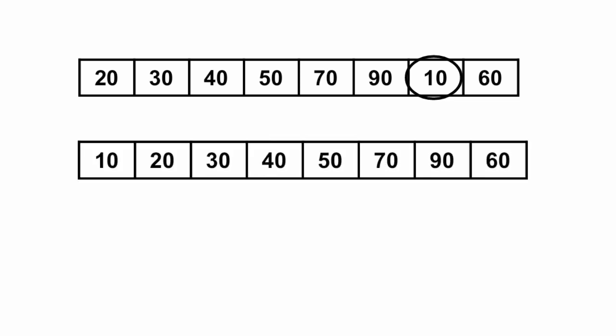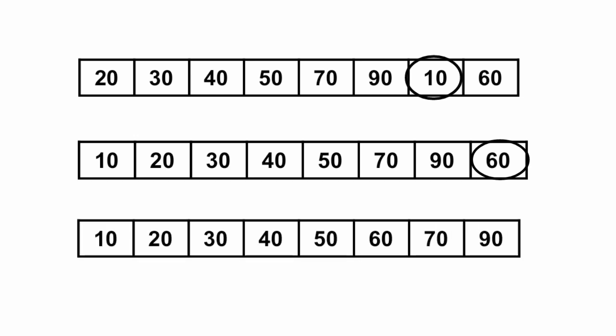Now repeat the same steps to insert 10 into the right position in the sorted section. Finally, perform the same steps to insert the last element 60 into the sorted section, and with this, the array gets completely sorted.